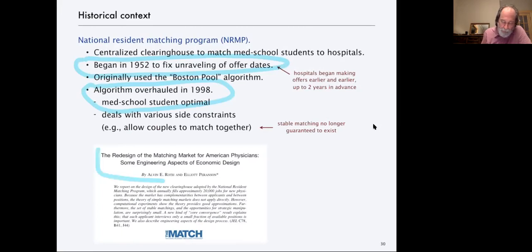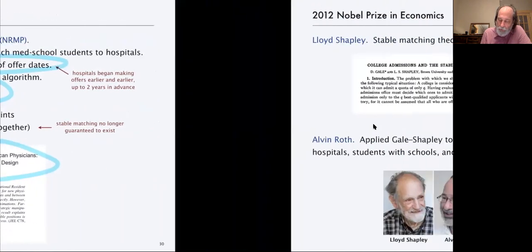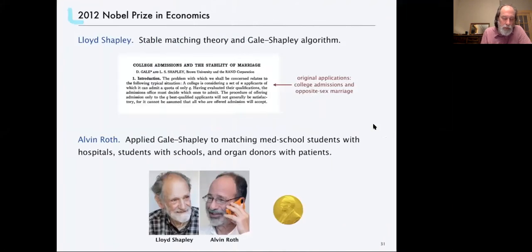There's a paper talking about that. One of the authors here you'll notice is this guy. And I point that out because in 2012, a Nobel Prize for Economics was awarded to Shapley and Roth, exactly for this algorithm and the theory behind this algorithm. So this is considered to be a pretty substantial contribution to economics.